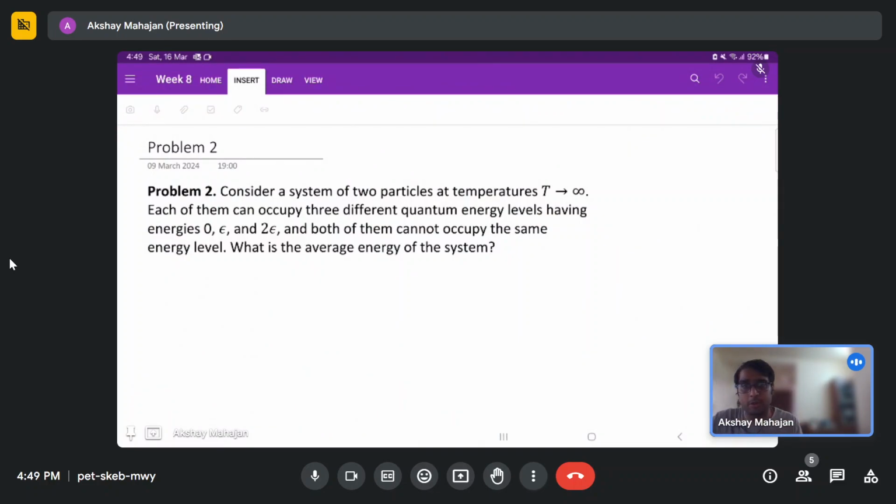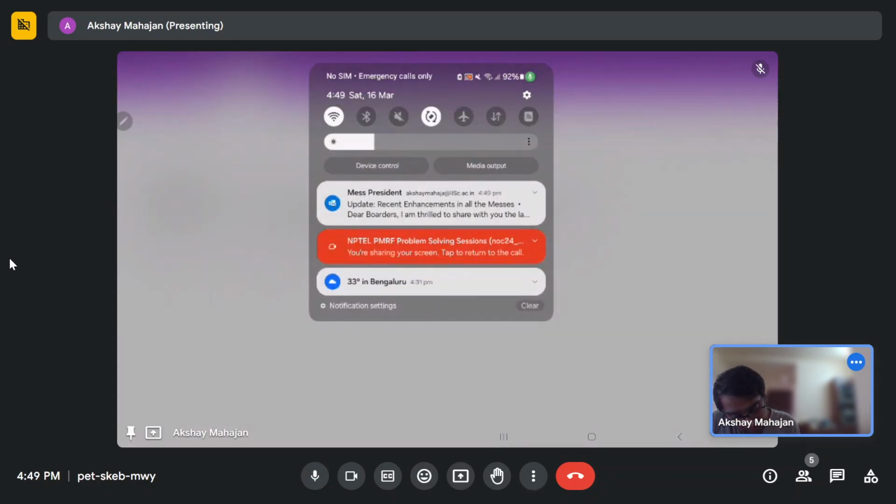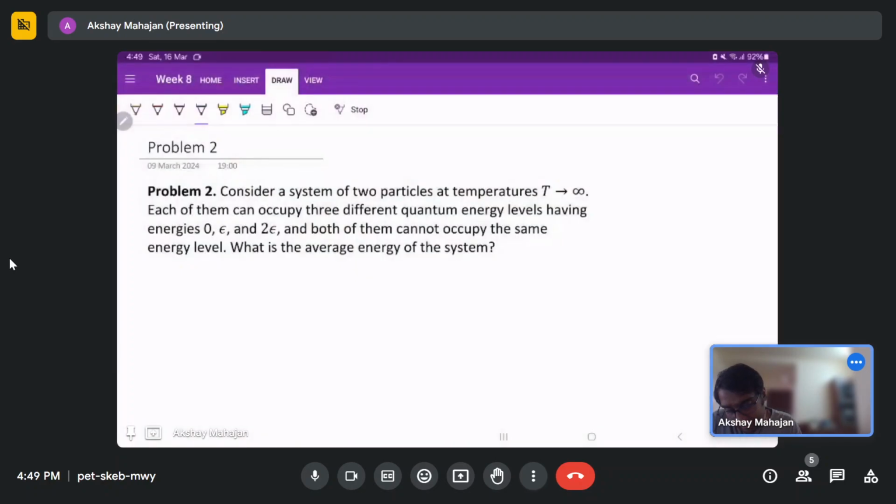Problem number 2 is: consider a system of two particles at temperature T tends to infinity. Each of them can occupy three different quantum energy levels, having energies 0, epsilon and 2 epsilon, and both of them cannot occupy the same energy level. Then what is the average energy of our system?